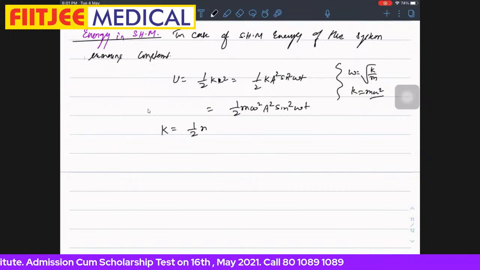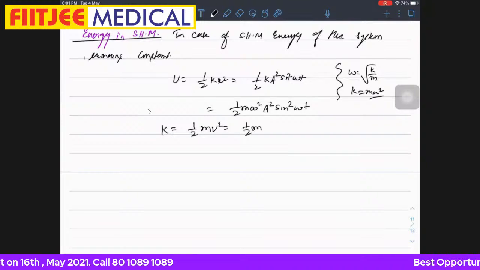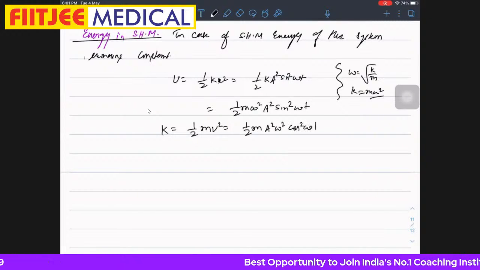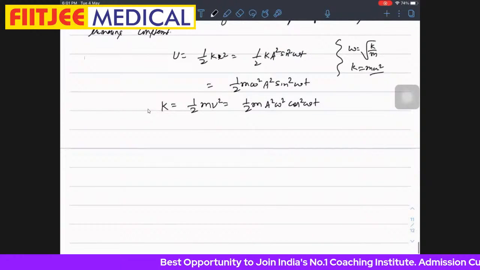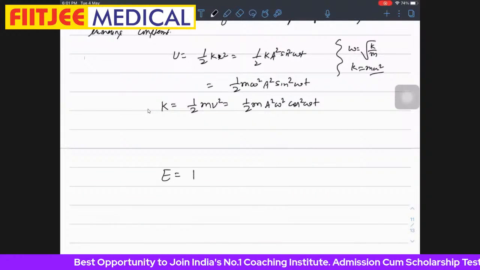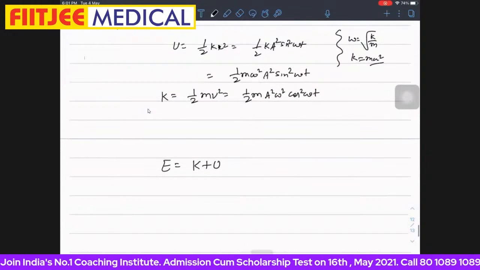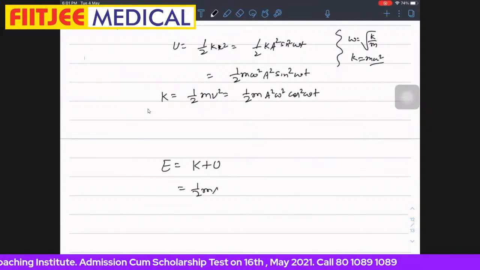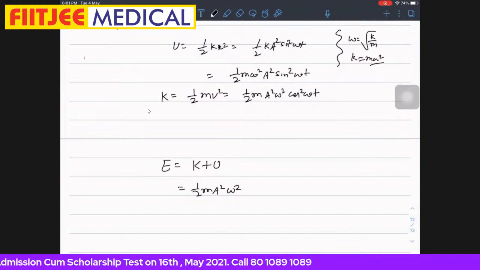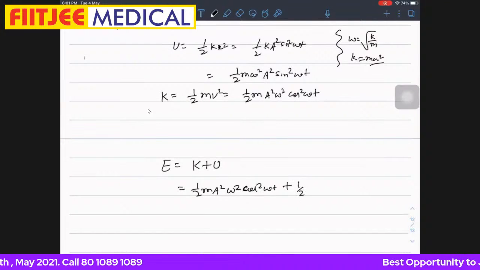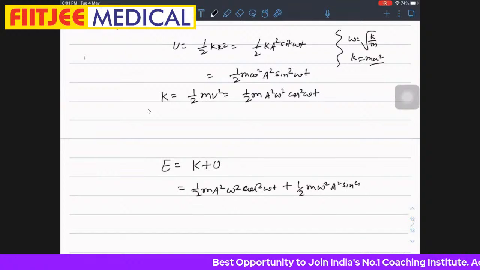Now kinetic energy, what do we define? Half m v square. So half into m into v, which is a square omega square cos square omega t. So what is the total energy in the system? Total energy is kinetic energy plus potential energy. So how much is the kinetic energy? Half m A square omega square cos square omega t. What is the potential energy? Half m omega square A square sin square omega t.